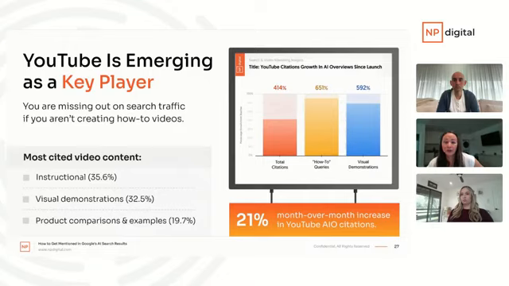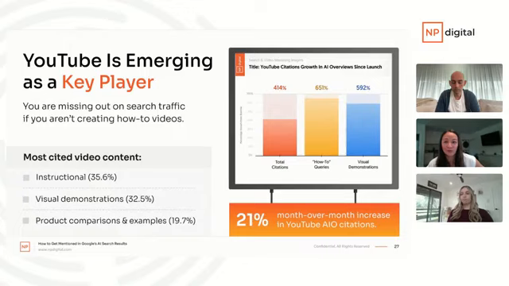Now, YouTube. YouTube is also becoming very critical with the future of Google search. Instructional videos, visual content, it's now getting cited in AI overviews at a much stronger rate than it was initially. There's actually been a 21% increase month over month in these types of video and visual citations. So if you haven't been putting time into other types of media to engage with your audiences, it's a good time to start doing that, right?